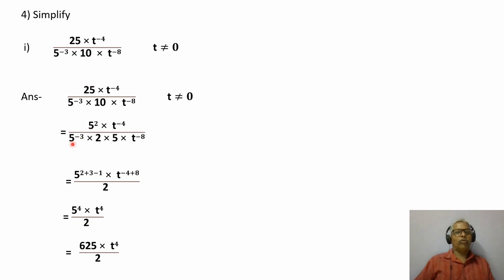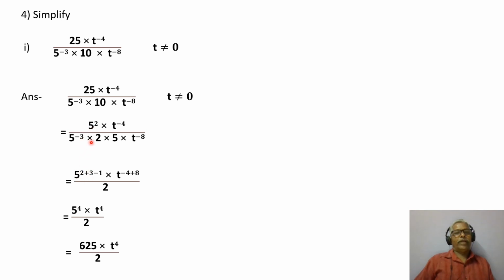Now express 25 as 5 square. We are taking all in squares, so that will be very easy for us to solve. So write 25 as 5 square into, copy this, t raised to minus 4 as it is, divided by 5 raised to minus 3 into 2 into 5. Express this 10 as 2 into 5, into t raised to minus 8. Now you can apply the law.